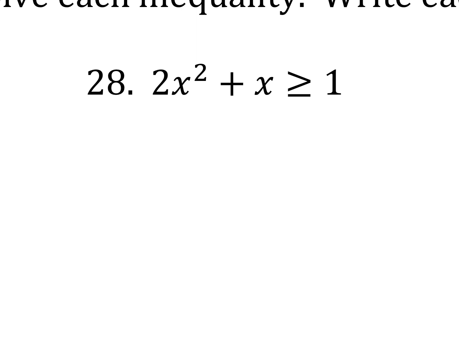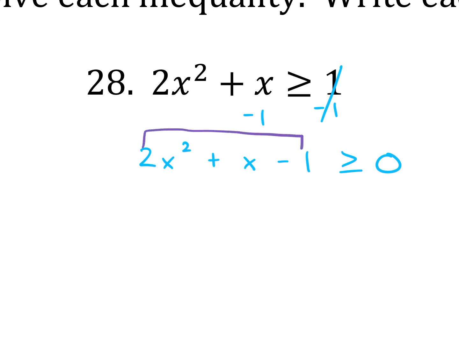So since we have an x squared and an x, we have to move everything to one side. So I'm going to subtract the 1. 2x squared plus x minus 1 is greater than or equal to 0. How would I factor this? Multiply the first times the last. Anytime we start with a number that's not 1, you have to multiply the first times the last. So we got negative 2. What are two factors of negative 2 that add to 1? 2 and negative 1. So we get x plus 2 and x minus 1.